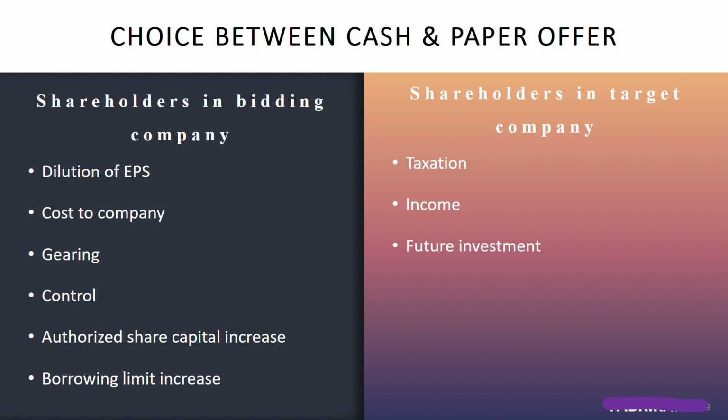Next, future investment. Shareholders who want to retain a stake in the target business may prefer shares. Let's say I'm the acquirer and I want to have a stake in your company, like you are the target company. So it's a future investment. I will prefer shares, not cash, because with cash I cannot have a holding in your company. I can only buy your company.